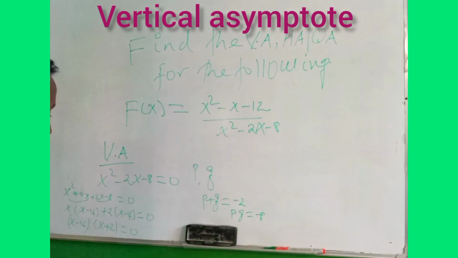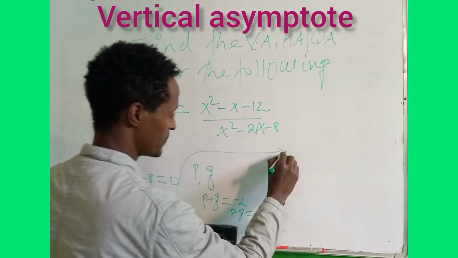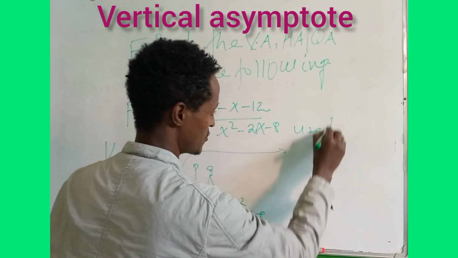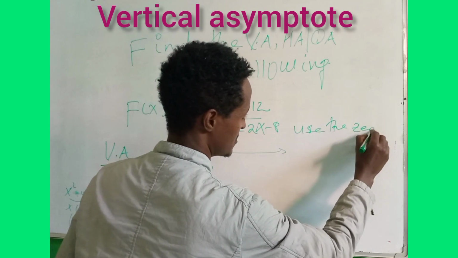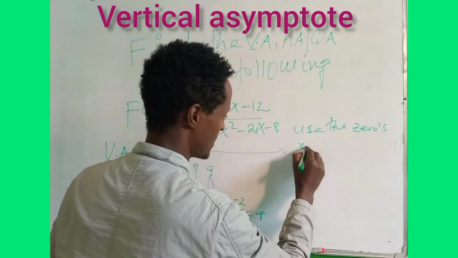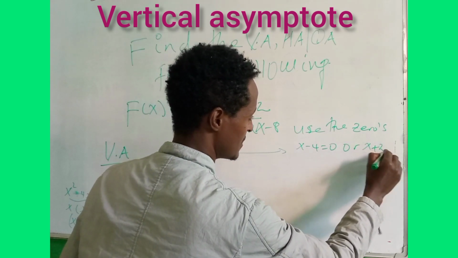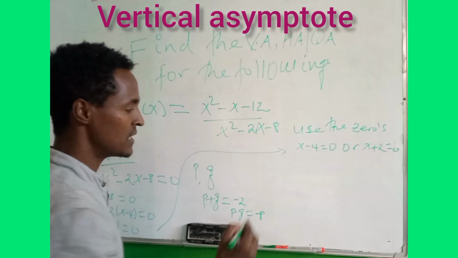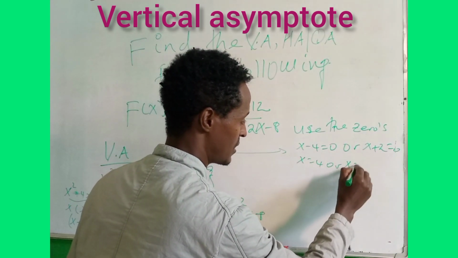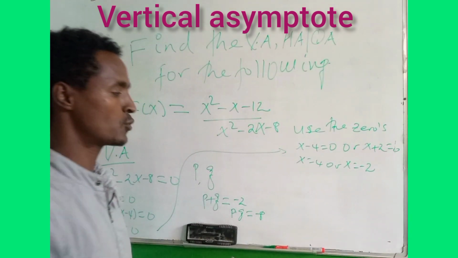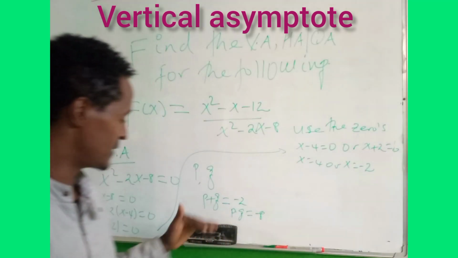Therefore, using the zero rule, this will become x minus 4 is equal to 0, or x plus 2 is equal to 0. And finally, from this we get x is equal to 4, or x is equal to minus 2. These are the two numbers that we get by setting the denominator to 0.